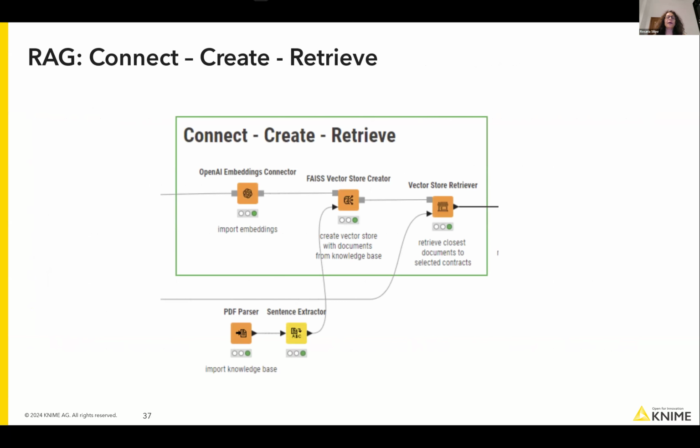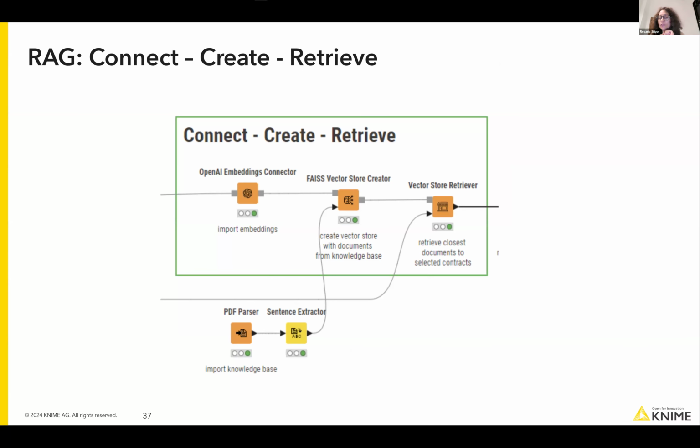So the other 3 means that there are 3 nodes. I need an embedding connector. You remember we had the large language model connector. This one is another connector connecting to embedding models, to these special models that don't give you an answer, but they transform the input document into a numerical vector.